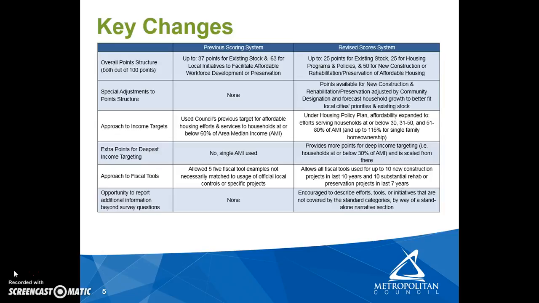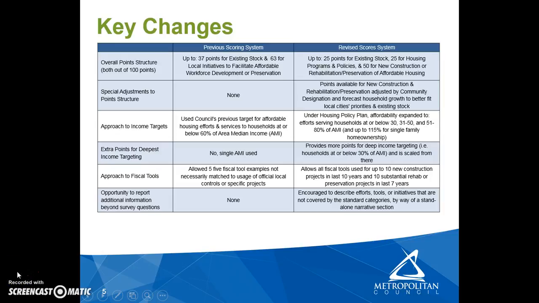The approach to fiscal tools and local official controls has also changed, with the ability to list all tools used for up to 10 new construction projects completed in the last 10 years, and up to 10 preservation projects in the last 7 years and/or rehabilitation projects in the last 3. Eliminating the prior survey's limitation on listing fiscal tools will allow cities to more accurately show the tools in use and allow the council to assess what tools are most effective.